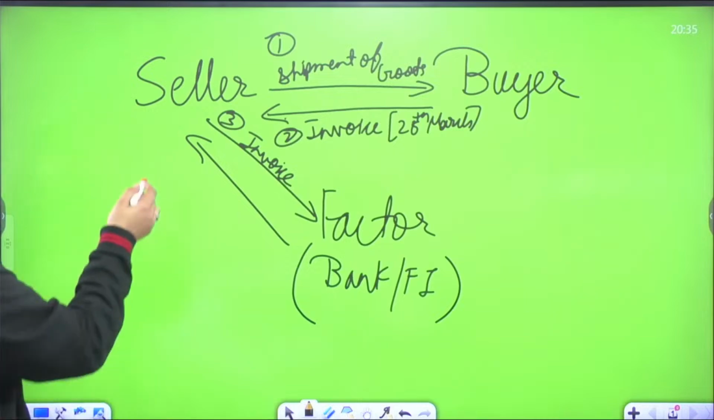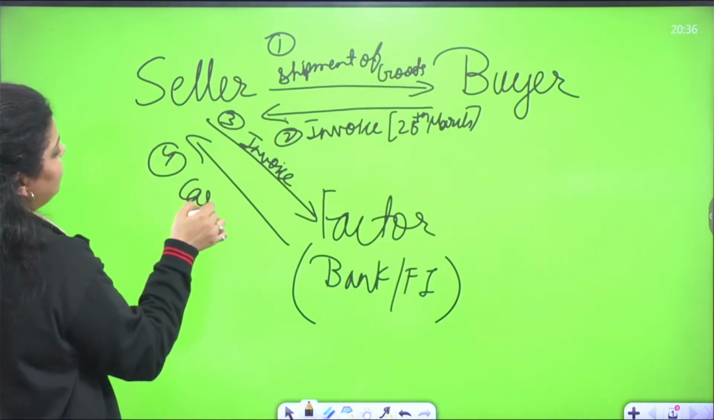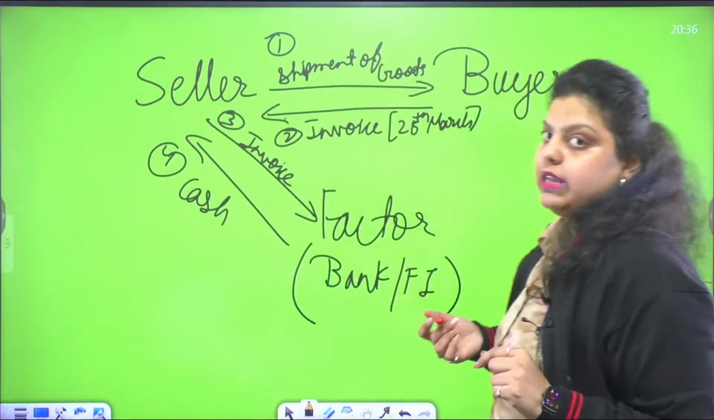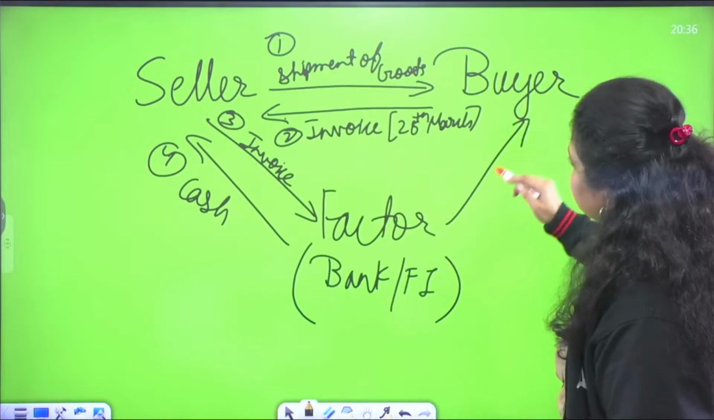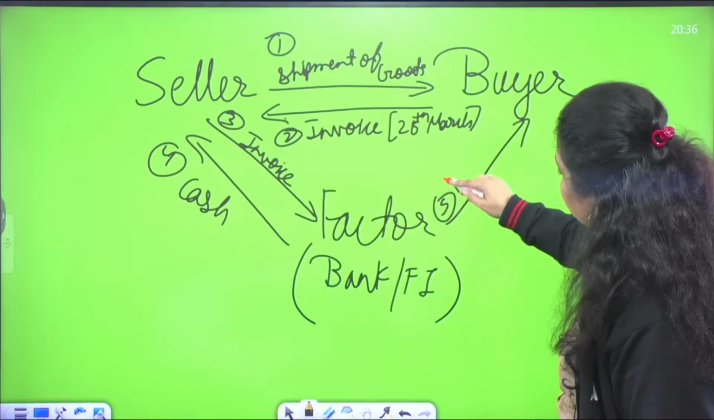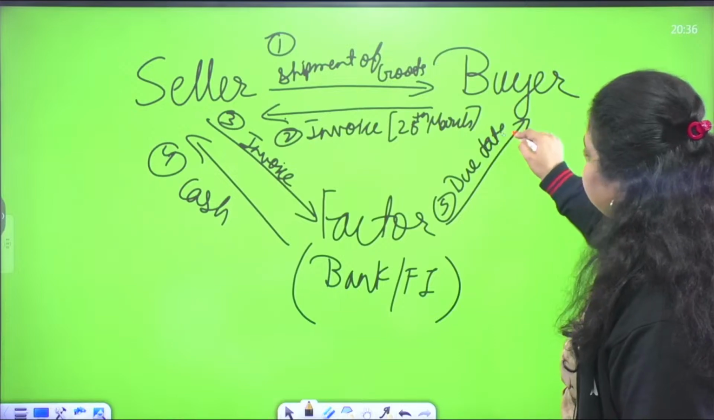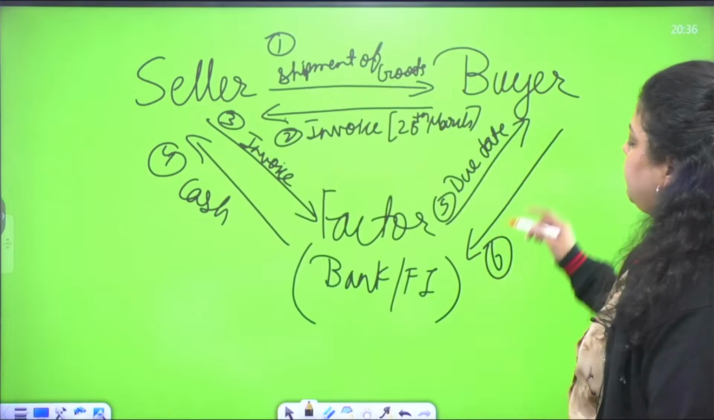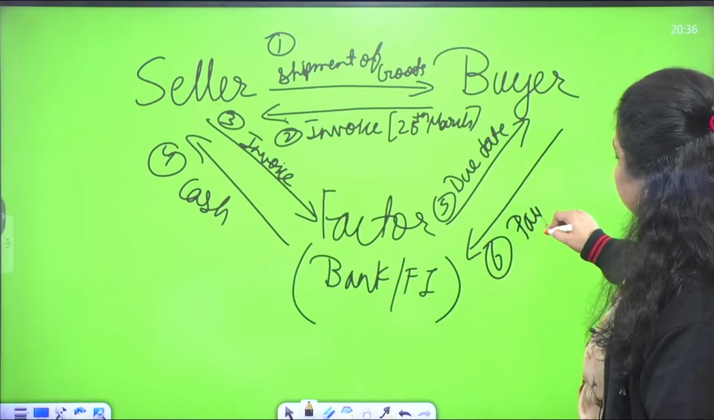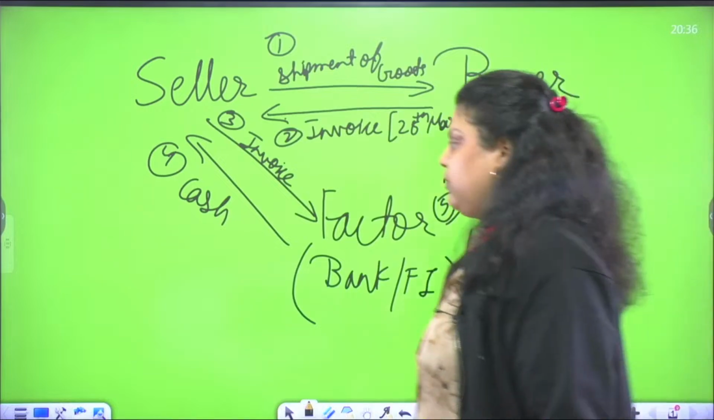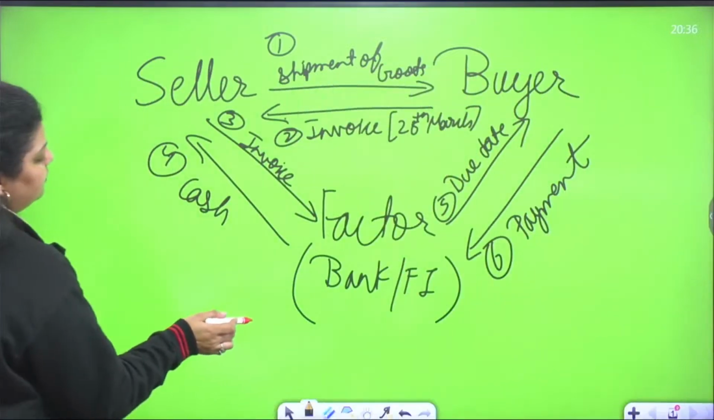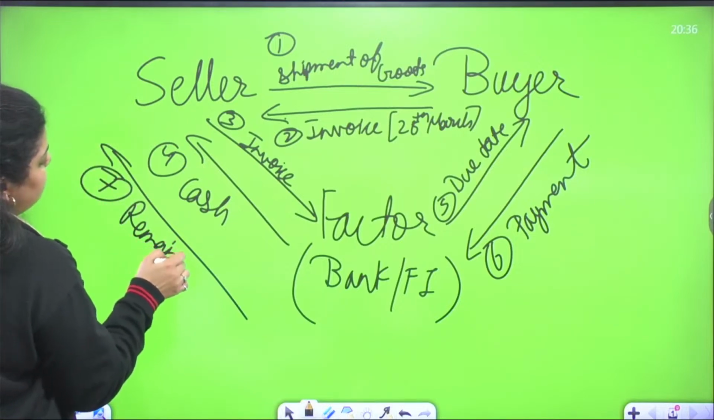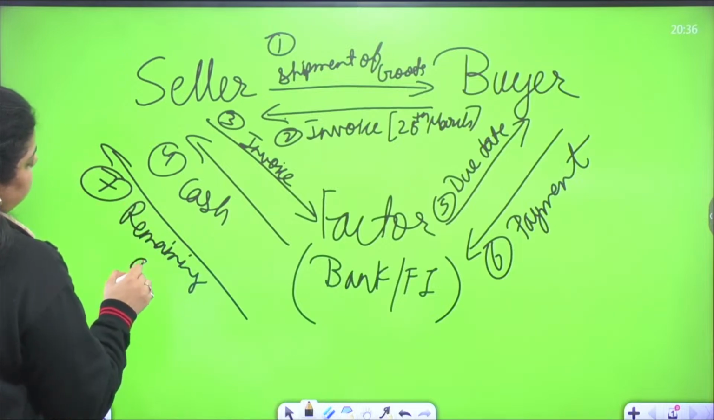The factor will give, in the fourth step, immediate cash to the seller. Now when the due date comes, let's say the due date is 26th of March, in the fifth step the factor will go to the buyer and ask about the payment. In the sixth step, the buyer will make the payment of the invoice to the factor, and the last step is that the remaining amount will be sent by the factor to the seller.